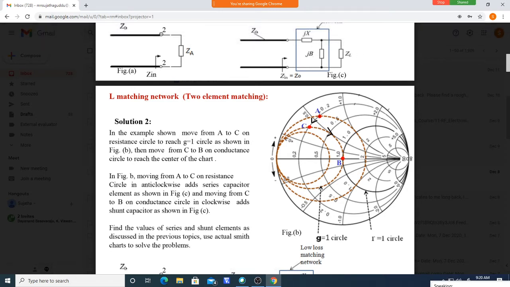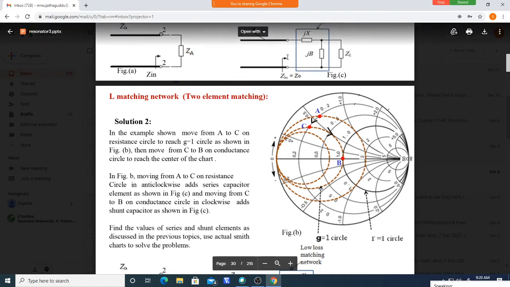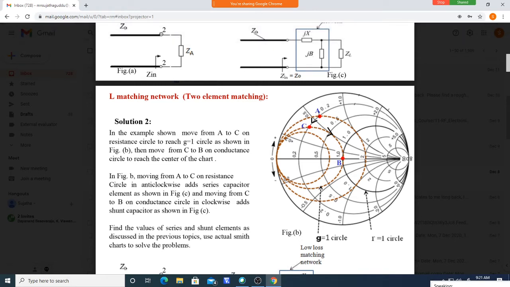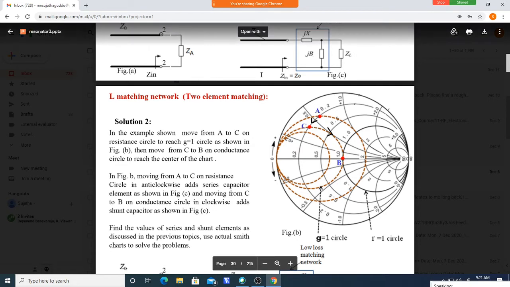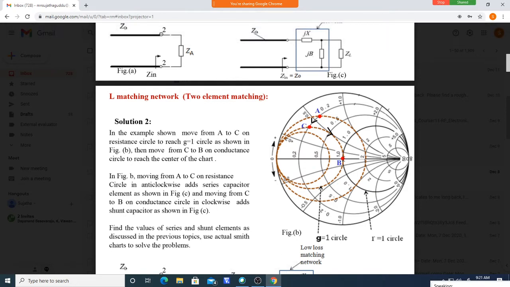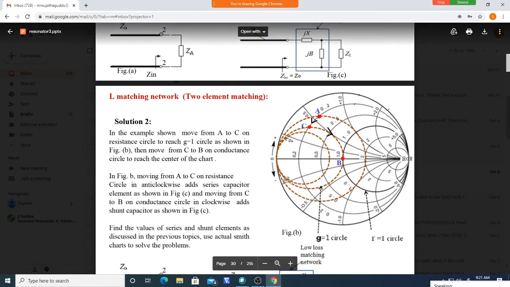So how to get this between these two terminals? Start from here. You move like this. You will be getting this value as an input impedance. Clearly you see the difference. This is some value given. If I needed 50 ohm, I marked it here. The given value is marked here. To get 50 ohm here, I moved like this.